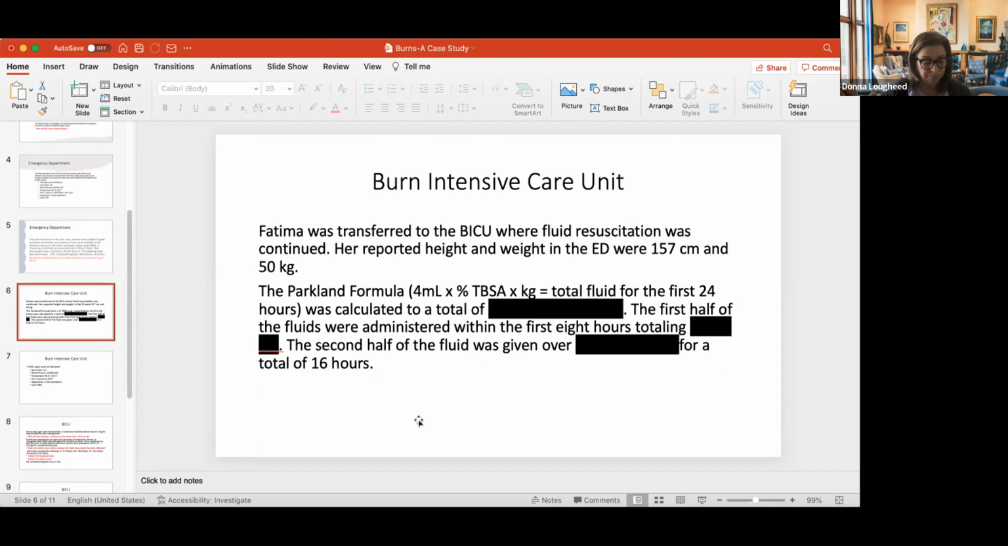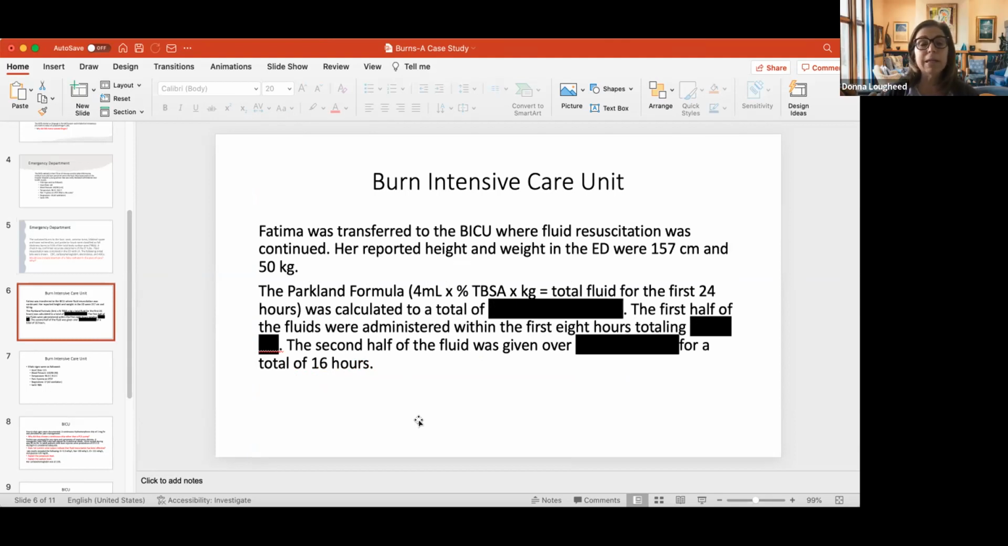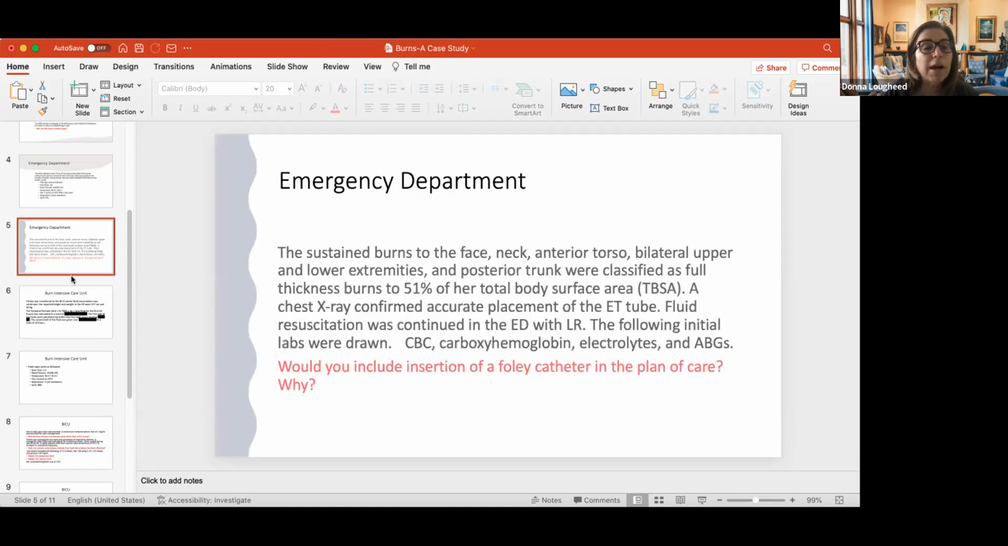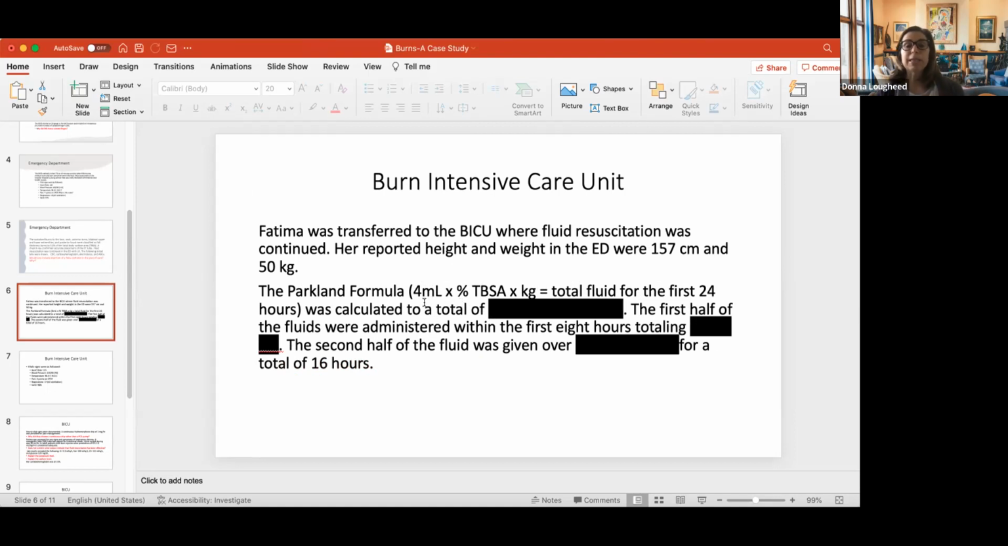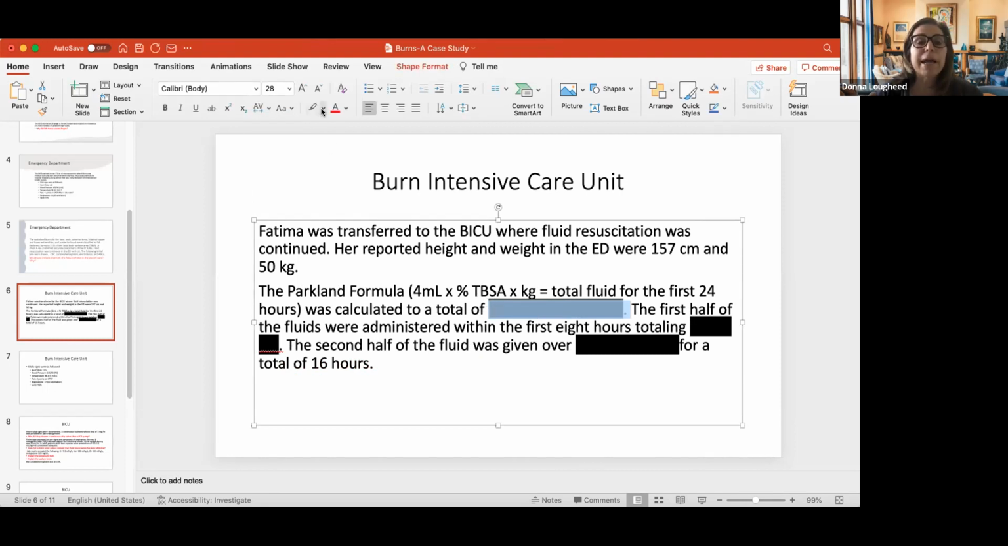She's transferred to the burn intensive care unit and fluid resuscitation is continued. Her reported height and weight were 157 centimeters and 50 kilograms. So let's look at this Parkland formula. I said that her total body surface area involved was 51%. So we're going to take 4 times the 51% times her kilograms, and we're going to get what? 10,200. Right. Perfect.